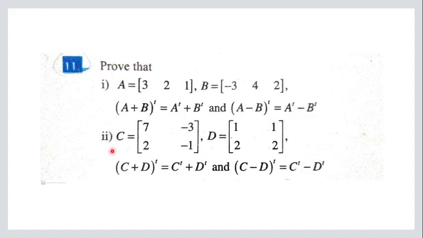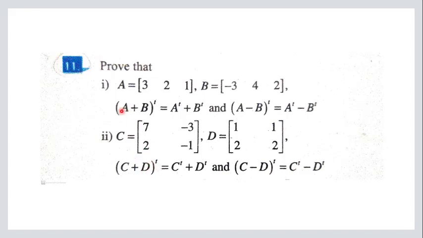Now part 2 is just like part 1, only the matrices differ. Over here we have matrix C and matrix D, and we need to prove that (C plus D) whole transpose is equal to C transpose plus D transpose, and (C minus D) whole transpose is equal to C transpose minus D transpose. I'm going to solve only one part for you. The second part of this question you need to solve yourselves. So, moving to the solution of part 1 of this question.